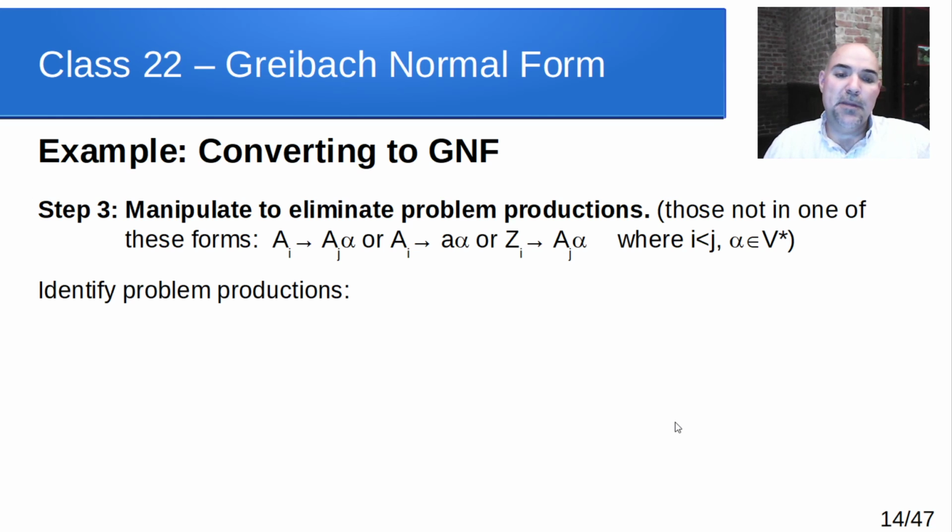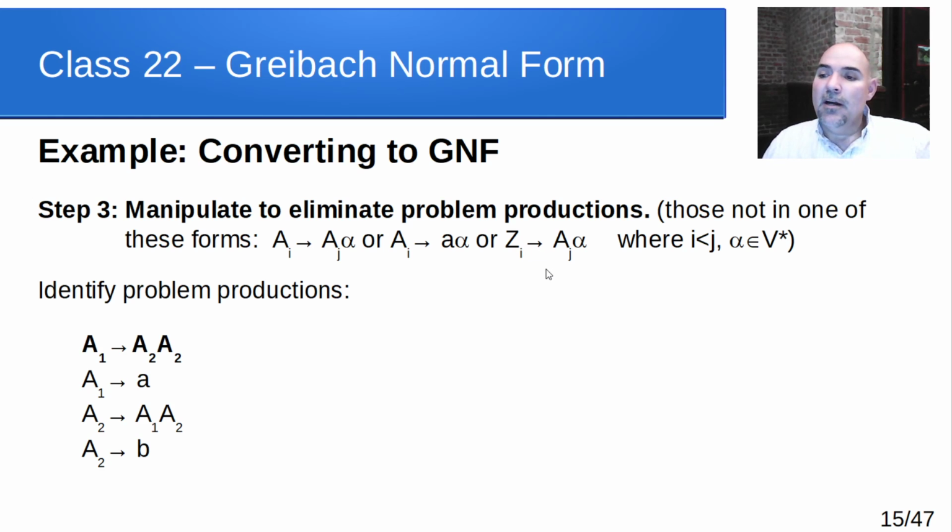So step 3 is to manipulate the productions so they're in the right form, and eliminate the problem productions. In other words, a problem production is one that's not in one of those 3 forms that we saw earlier. So let's identify the problem productions. Here are the 4 productions that we had from the previous step that came out of step 2. Now we want to go through these one at a time and see which of those are problem productions and which ones are okay.